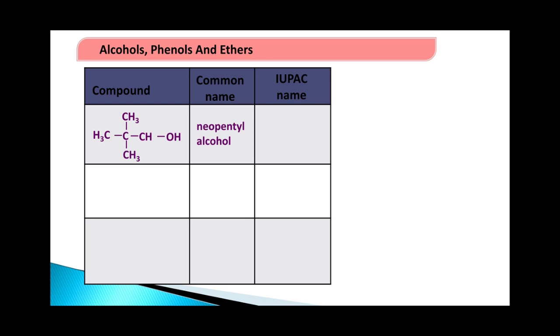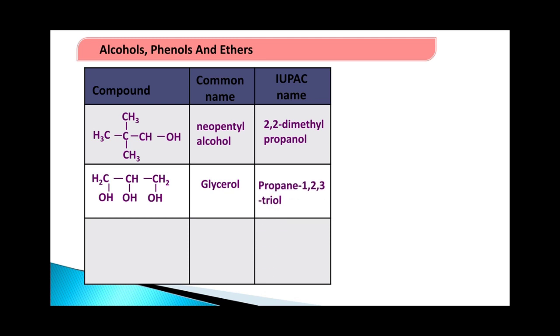But in the IUPAC system, again 1, 2, 3, propane. At the second position, you have 2 methyl groups. Hence it is 2,2-dimethylpropanol. Next example, CH2, CH, CH2. How many OH do you have? 3 OH are there. In yesterday's class, we saw the trihydric compound, and we gave the same example, glycerol. The IUPAC name I also told you yesterday: propane-1,2,3-triol.